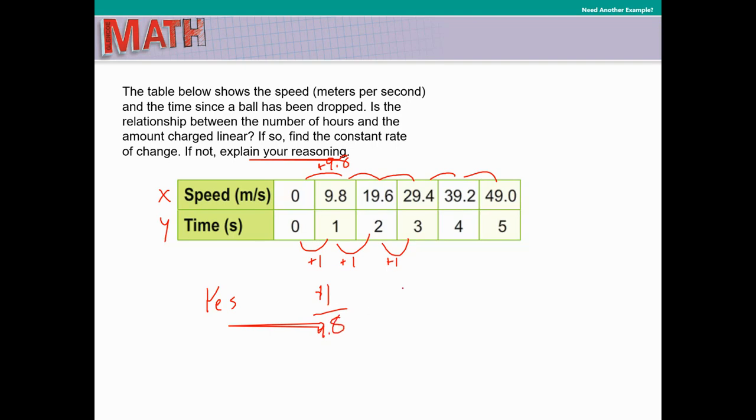Now, what does that mean in English? What's happening here? Well, it's the speed in meters per second in the time since the ball is dropped. So the speed is increasing, but it's increasing at the same rate. So every second it increases, you should say every second it increases by 9.8 meters per second. Okay. All right, carrying on.